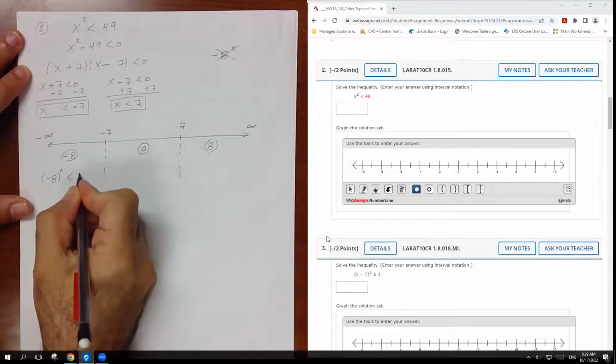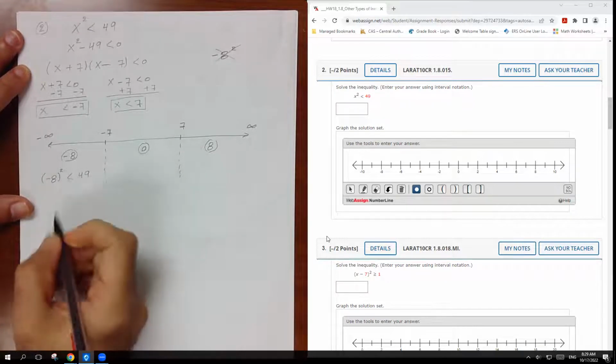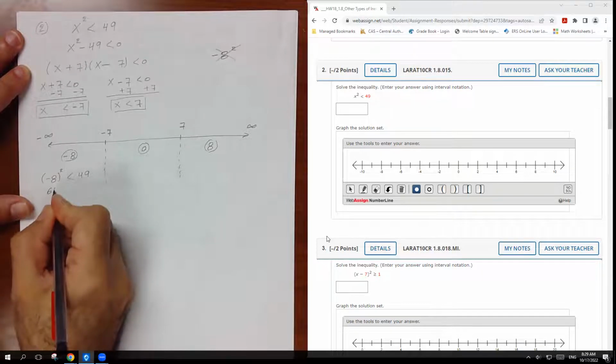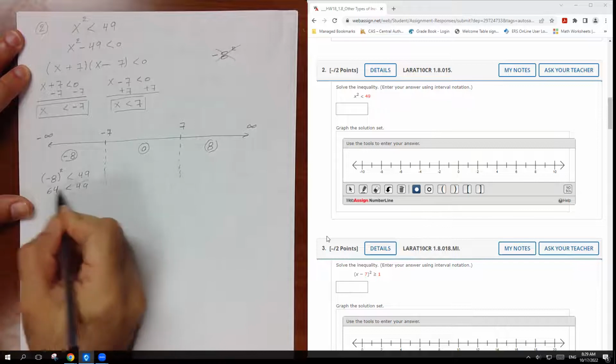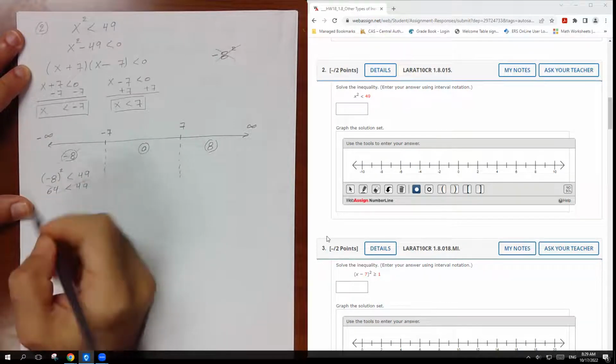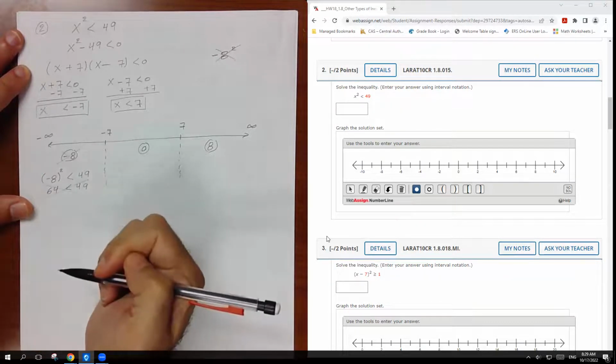Is that less than 49? Negative 8 squared is 64. Less than 49? No, this is wrong. That means this is a wrong statement, so this is not a solution.